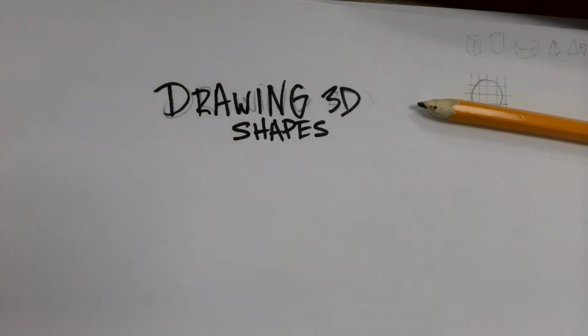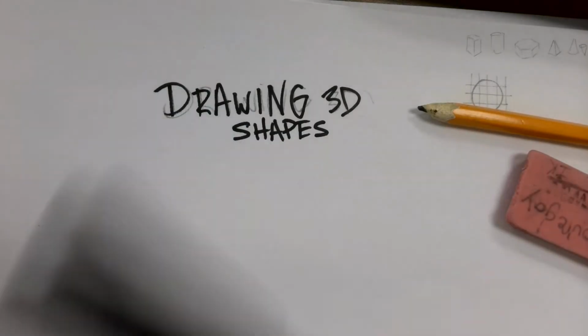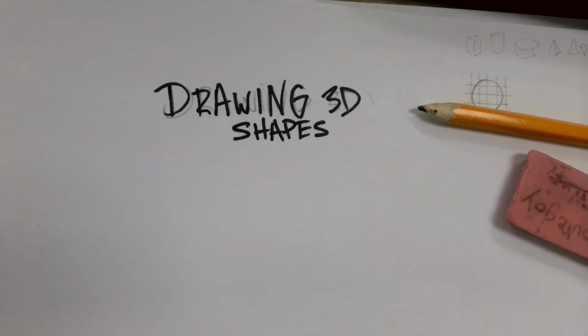Today we're going to talk about drawing 3D shapes. To do this, you'll need a pencil and some paper and an eraser. Having those things is going to be very handy. I'm going to be using a Sharpie. If you've got a Sharpie at home, you can use that too, although without a pencil, you can't erase.